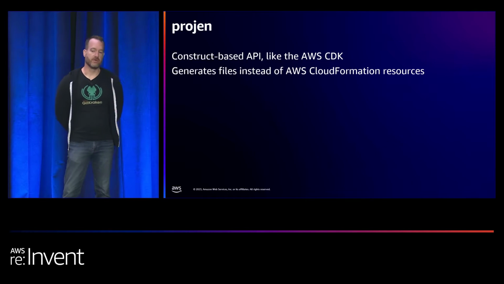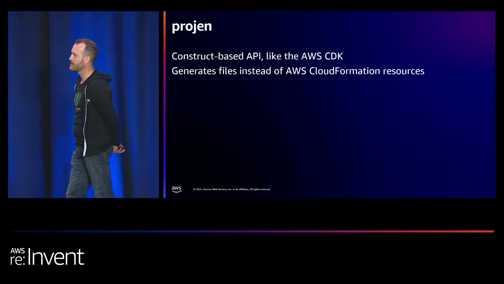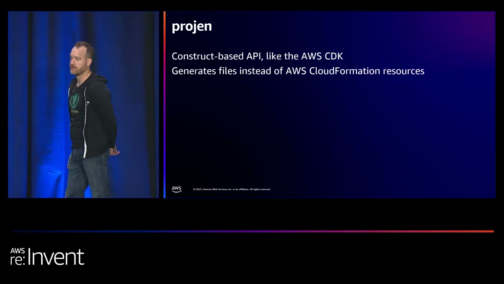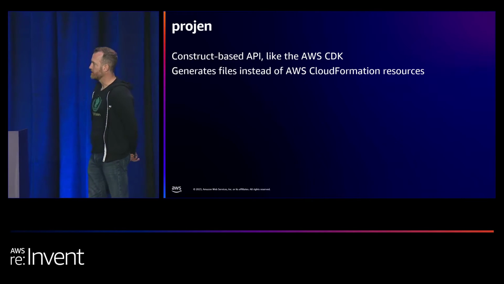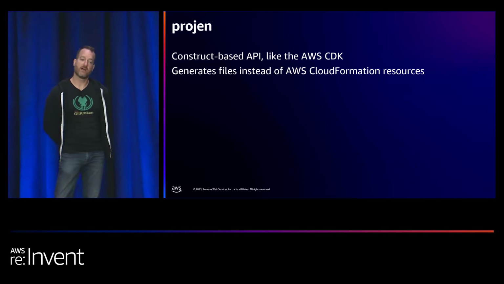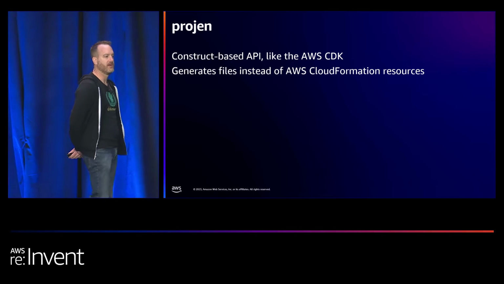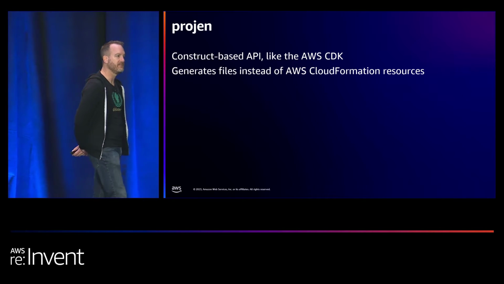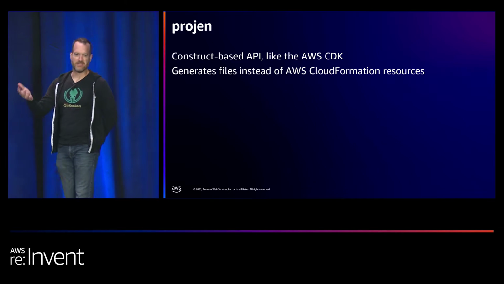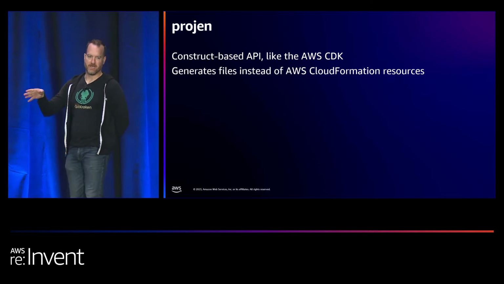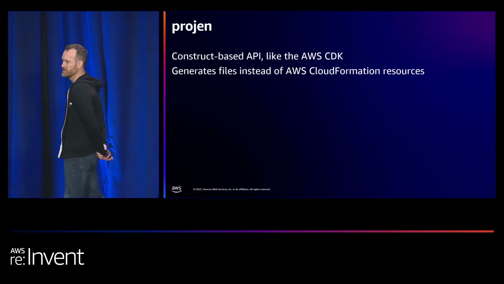Now to get started building all of this, I use projen. Projen is a construct-based API just like the CDK, built by a lot of the same people who built the CDK. But whereas the CDK turns your constructs and the code that you write into CloudFormation resources, projen turns the things that you write into files in your repository. So it makes it really easy to have a templated code base that you can share and use. Think of something like Yeoman, except where those things are one and done, projen is something that you can use and maintain over time.